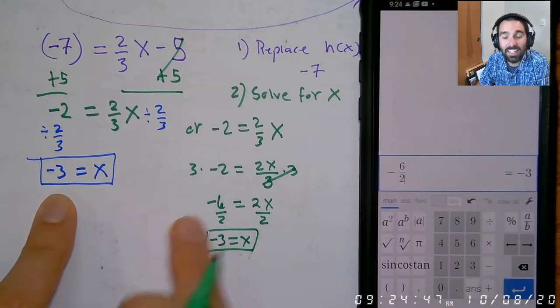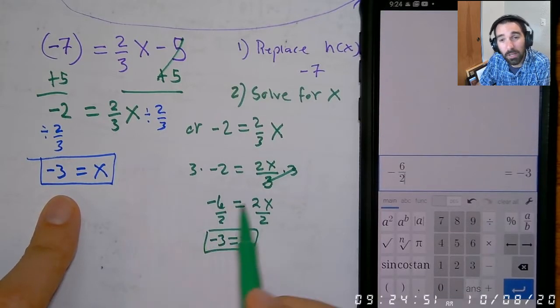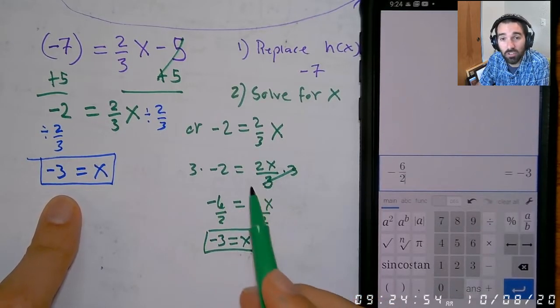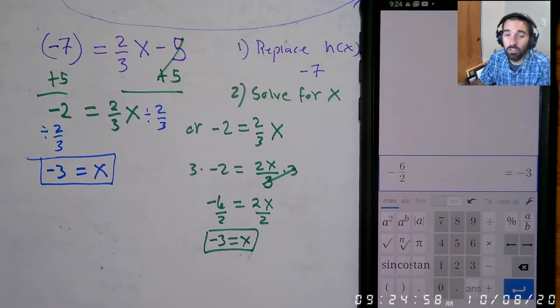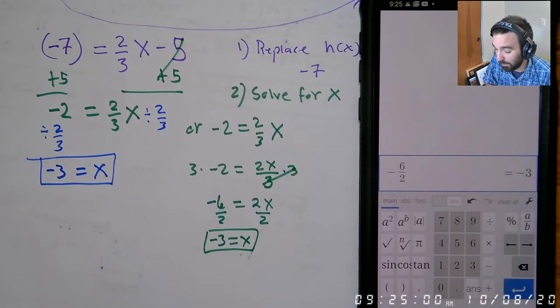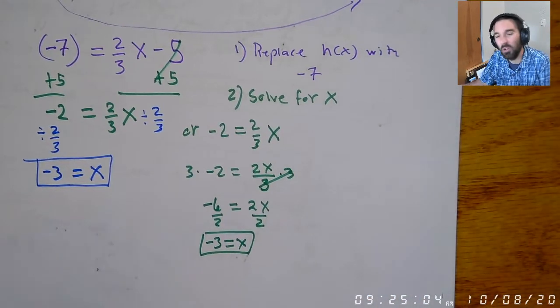Again, do you see how the first one is maybe a little bit easier with the calculator? But if you didn't have a calculator, you still could just do multiplication and division. Those are two different ways to solve that problem. There's always more than one way to do things.